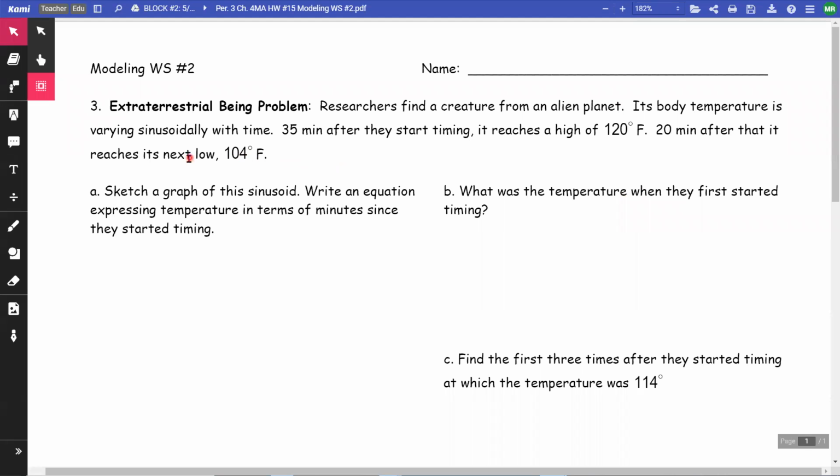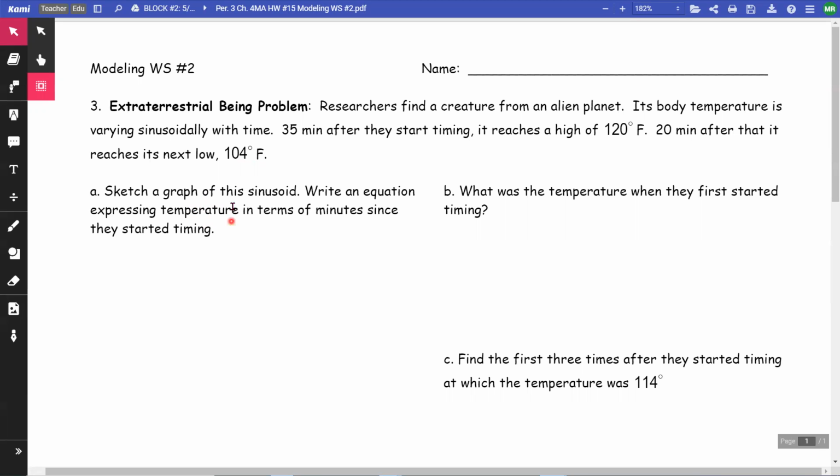So this video is on chapter 4 MA, homework number 15, modeling worksheet number 2. Extraterrestrial being problem. Researchers find a creature from an alien planet. Its body temperature is varying sinusoidally with time. 35 minutes after they start timing, it reaches a high of 120 degrees. 20 minutes after that, it reaches its next low at 104 degrees Fahrenheit.